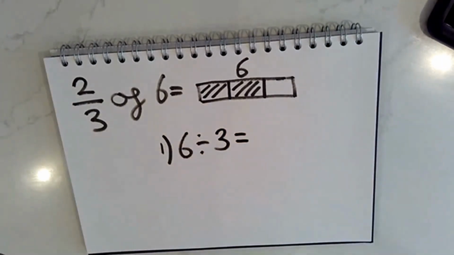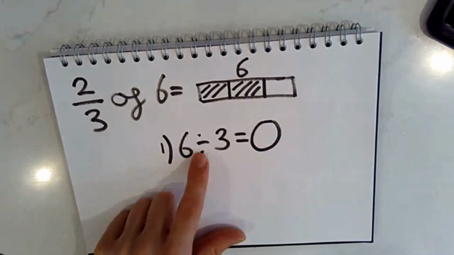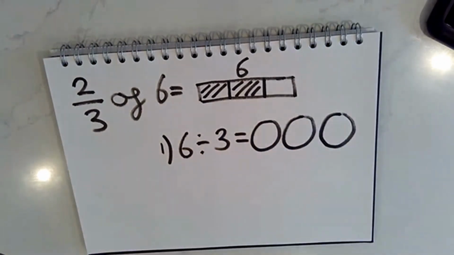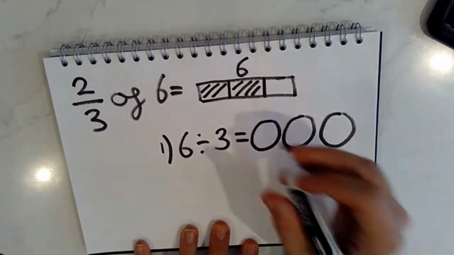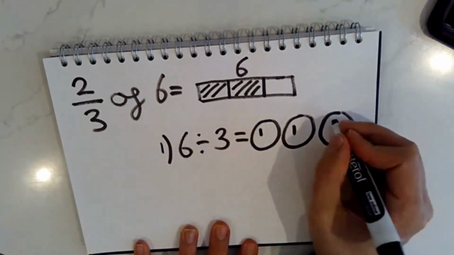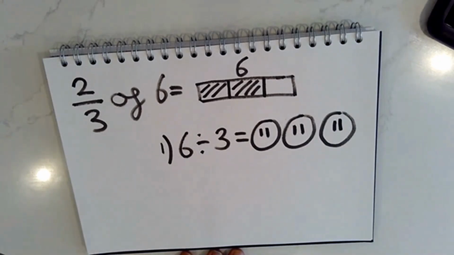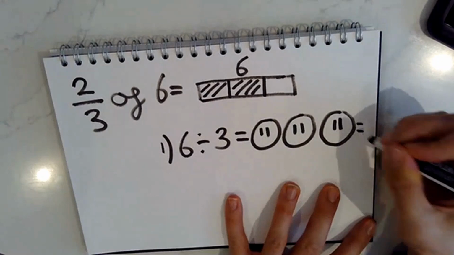What is 6 divided by 3? Well, I don't know, so I can use what method to help me solve it? What division method do I know? The circles method. Well done. So I'm going to draw 3 circles because I'm dividing by 3. Now let me share my 6 equally into my 3 groups. Count with me. 1, 2, 3, 4, 5, 6. Brilliant. How many do I have in each group?